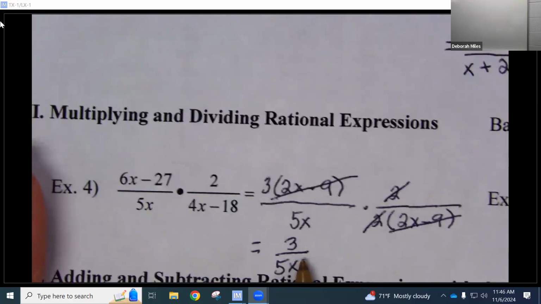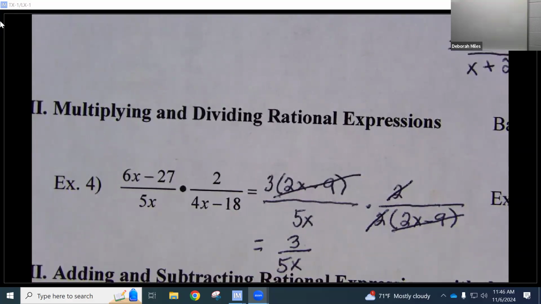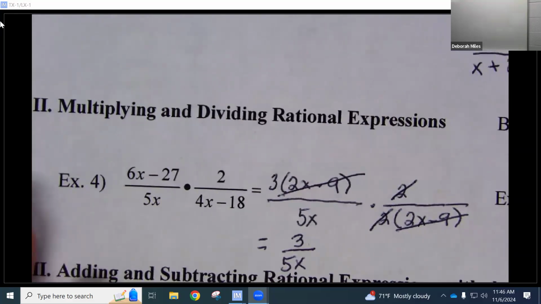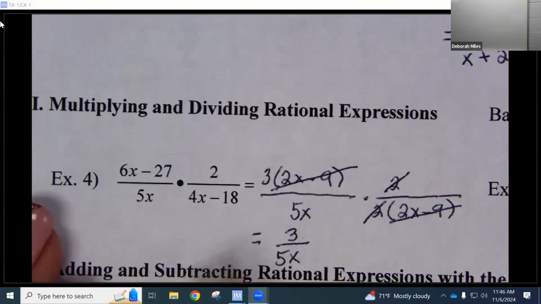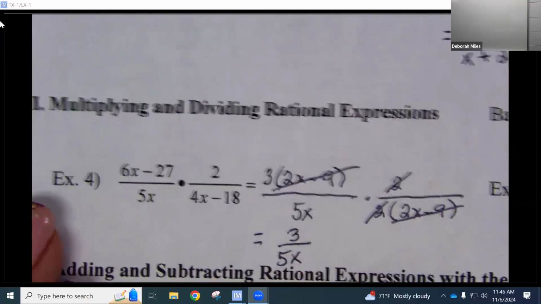What if that was 3/6x? Could I divide the 3 into the 6? Yep, because the 6 would be a factor. It would be multiplied, not added, and so I could reduce that if it was 3/6x.